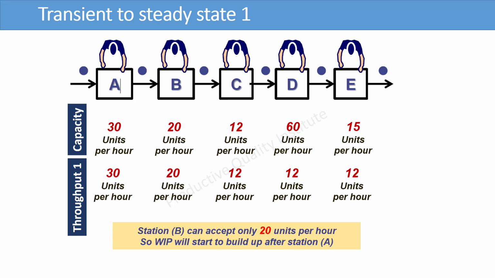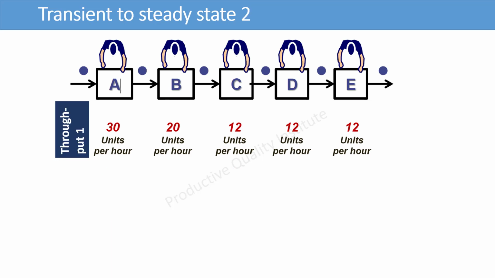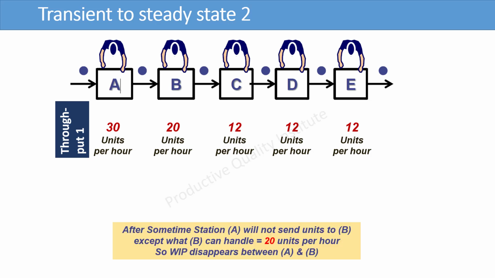Now, station B can accept only 20 units per hour, so WIP will start to build up after station A. After some time, station A will not send units to B, except what B can handle, which is 20 units per hour, so WIP disappears between A and B.